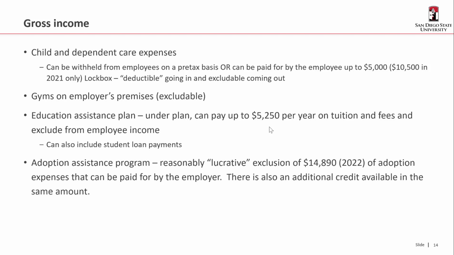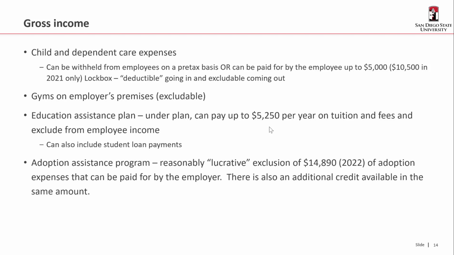I was the beneficiary of that. I received $5,250 for 2 years to help me pay for college when I was a young adult. Adoption assistance programs. There's a reasonably lucrative exclusion of almost $15,000 in 2022. That's an inflation adjusted amount. By the way, the $5,250 is not.